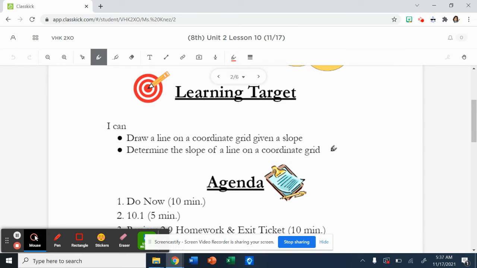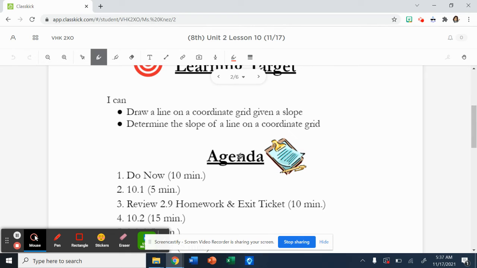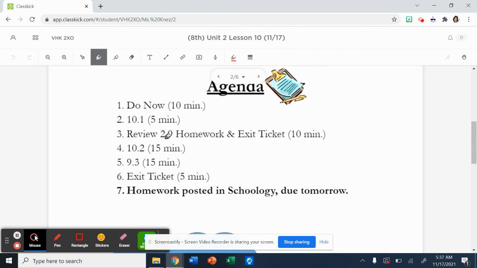Today's learning target is I can draw a line on a coordinate grid given a slope, and I can determine the slope of a line on a coordinate grid. In today's class, we did 10.1, we reviewed some homework and an exit ticket, we did 10.2, and then this should say 10.3 here. We did 10.3 next. You do have homework tonight, so make sure you check out the homework that's posted in Schoology when you're done.